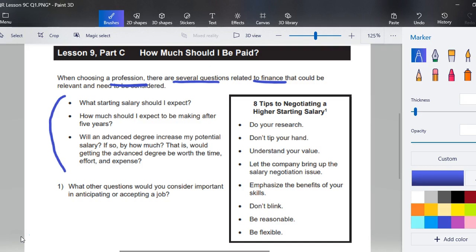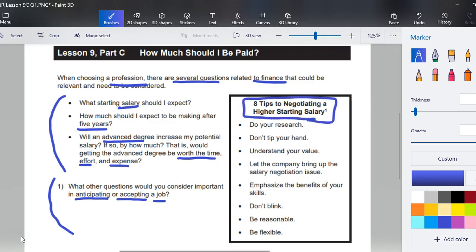Here are some questions. Salary. What am I going to be doing after 5 years? Advanced degree: better, or not going to make a difference? Is it worth the time, the effort, and expense? What other questions should you consider important in anticipating or accepting a job? This is a great time to hit pause, jot down some thoughts on question 1, and read 8 tips to negotiating a higher starting salary.